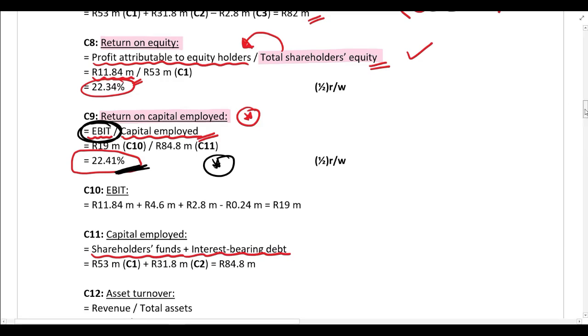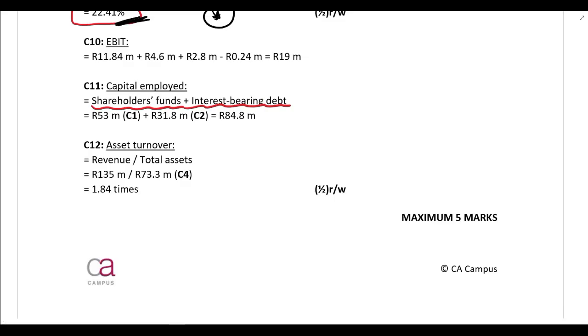Then let's look at the last ratio over here, asset turnover. So once again, look at what goes into the calculation. This ratio indicates how effectively the company is using total assets to generate revenue. Obviously, the higher this is, the better, because then they are using the assets more effectively to generate revenue.